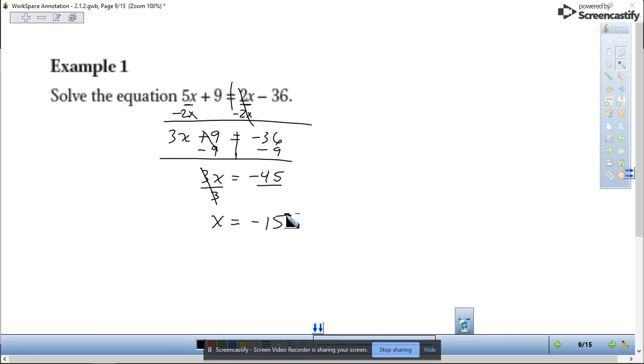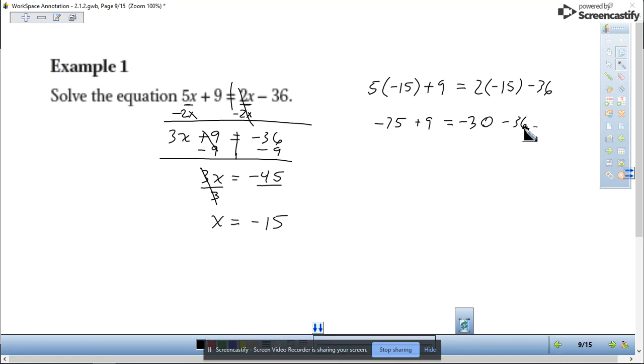Now, you should always plug it back in to check and see if it works. So we have 5 times negative 15 plus 9 equals 2 times negative 15 minus 36. Okay? And when you type those in, 5 times negative 15 is negative 75 plus 9. And that's going to be negative 66, not 33.